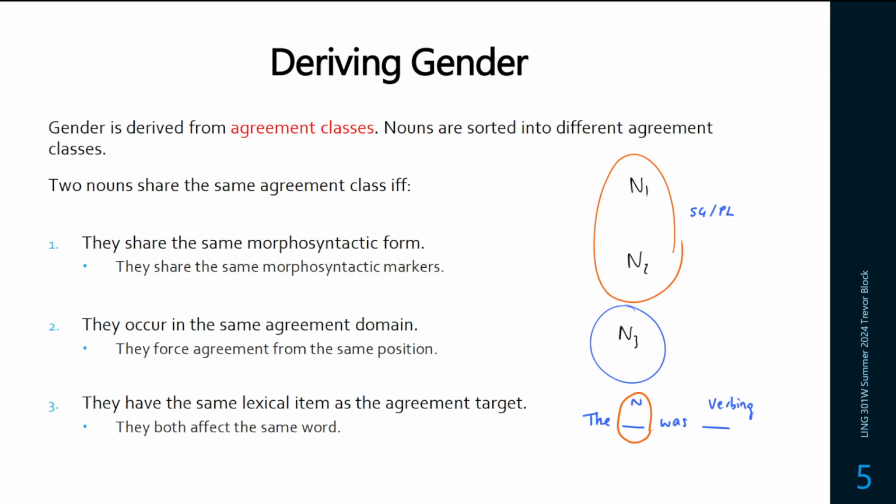And finally, the nouns should be targeting the same item. So if two nouns are in the same agreement class, they're basically in the same place. They can do the same things as other nouns in that agreement class, and they're going to target the same word. That's all an agreement class is about nouns, and gender comes from this.